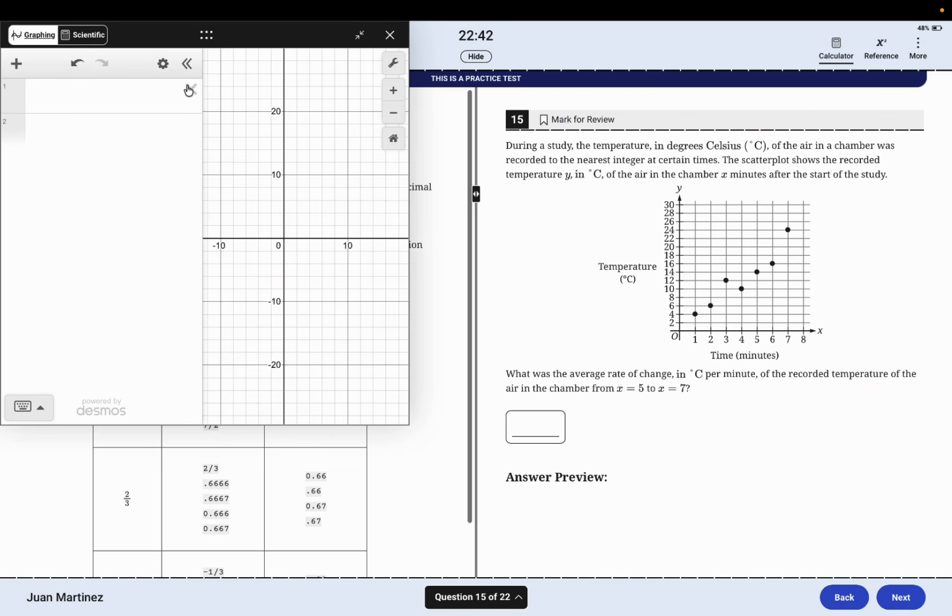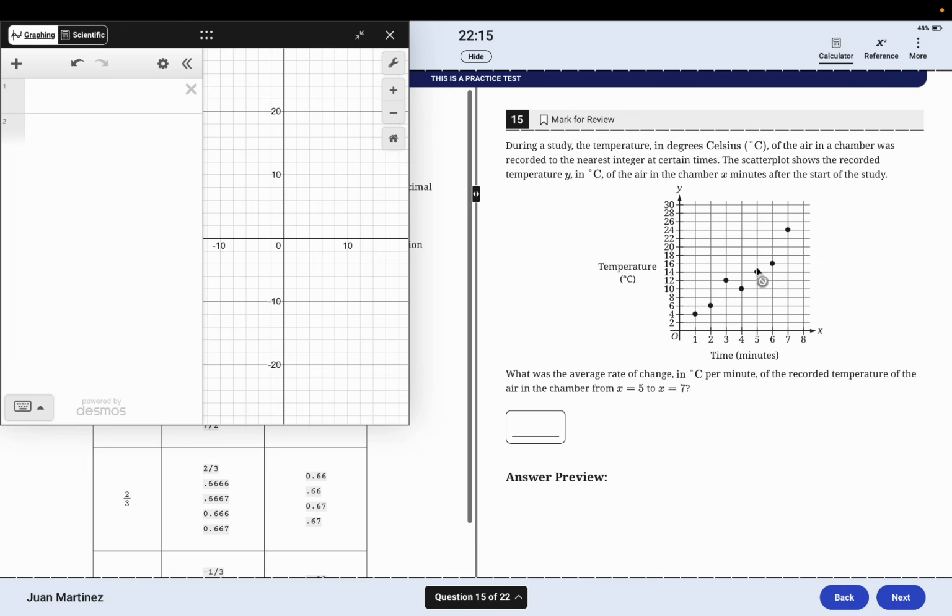So during a study, the temperature in degrees Celsius of the air in a chamber was recorded to the nearest integer at certain times. The scatter plot shows the recorded temperature y in Celsius. Exponents, okay. What was the average rate of change, in C per minute, from x to 5? Okay. So it's basically saying, what's the slope? So from 5 to 7.